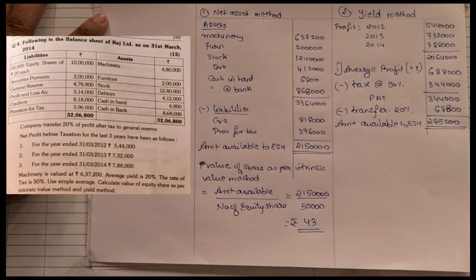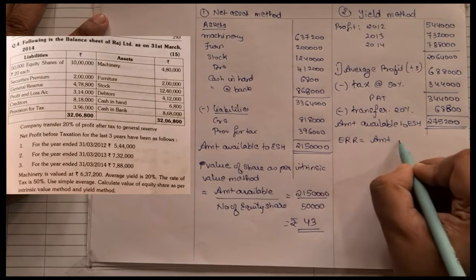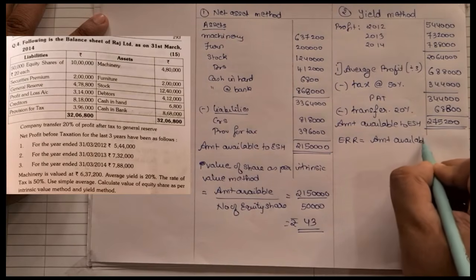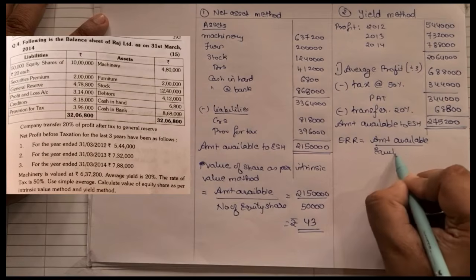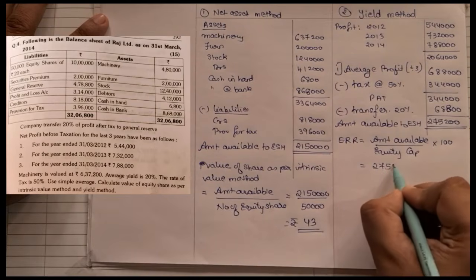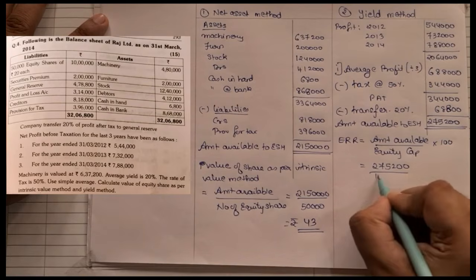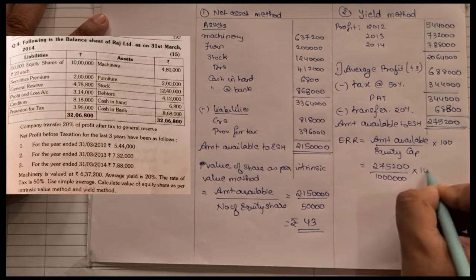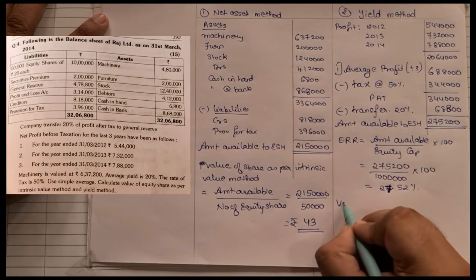Secondly, I need you to find expected rate of return. So ERR, expected rate of return, is amount available upon equity capital into 100. Amount available was 2,75,200. Equity capital given in the question is 10 lakhs, into 100, which comes to 27.52%.